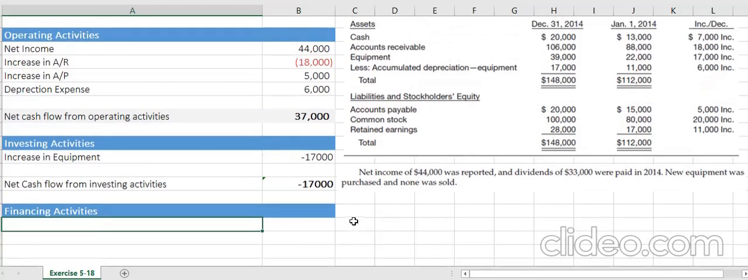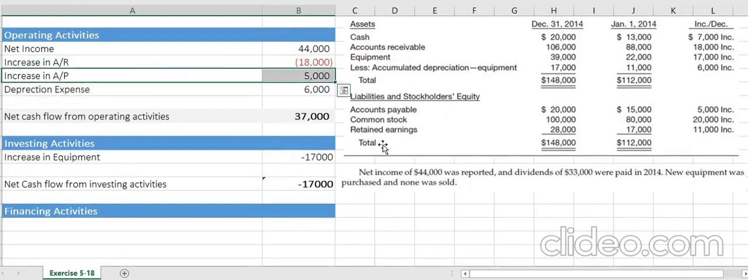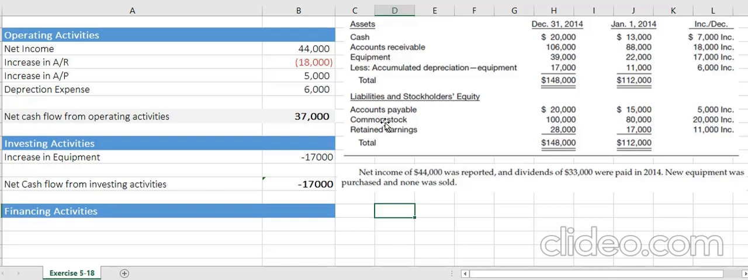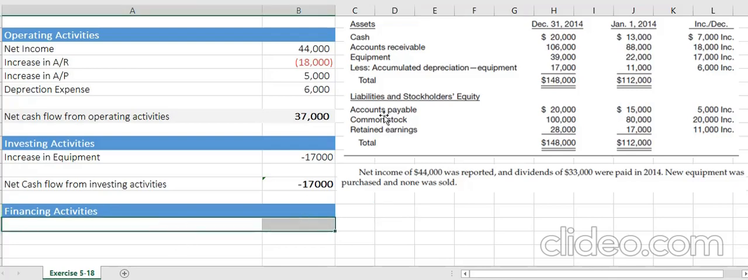Let's see if we have any long-term liability. So we had accounts payable, which was a current liability, already accounted for here. And then after that, right away we have common stocks. It means we do not have any long-term liability to write in the financing activity.